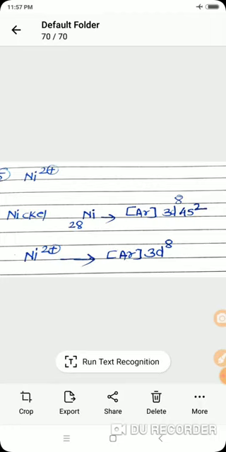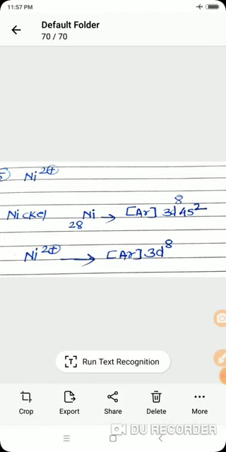Now next and final is the electronic configuration of Ni2+. Ni is the symbol for nickel, having atomic number 28, and its electronic configuration is [Ar]3d8 4s2. And we have to write the electronic configuration of Ni2+ ion, meaning 2 positive charges are given.